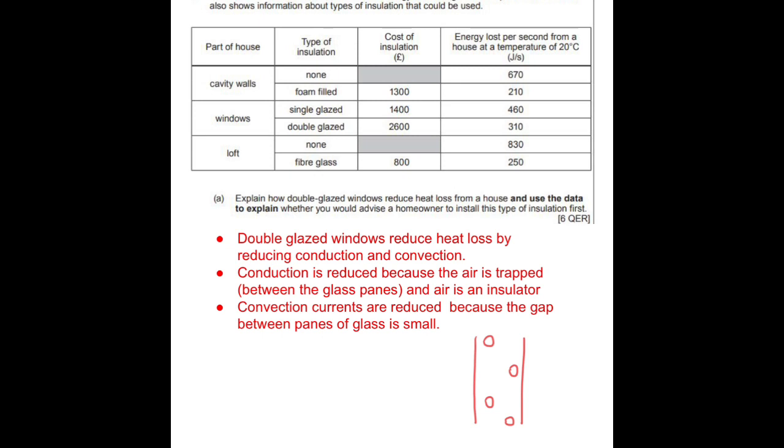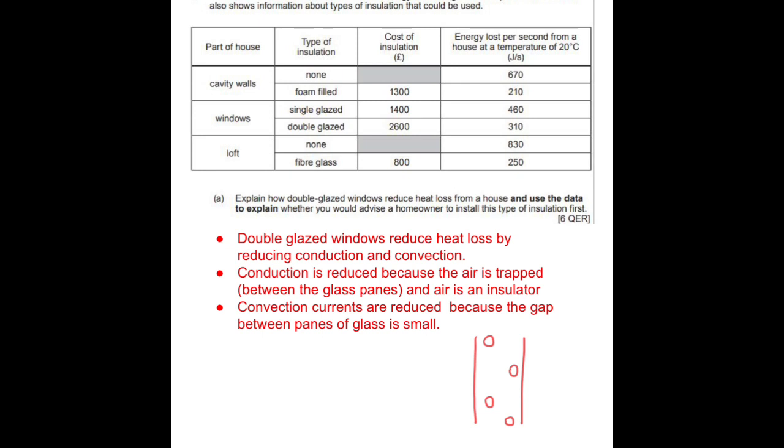But convection currents are reduced in double glazed windows because the gap between the panes of glass is actually quite small. So this drawing that I've done is obviously blown up, but if you were to have a look at double glazed windows, that gap is very, very tiny. So it's really hard for convection currents to be produced. So that's the first sort of 3 marks of this question, is talking about conduction and convection and how double glazing stops that kind of heat transfer.